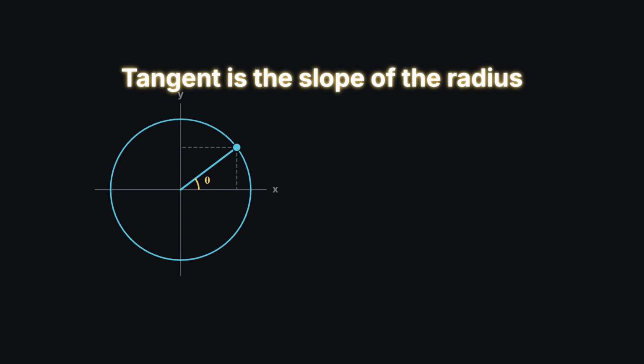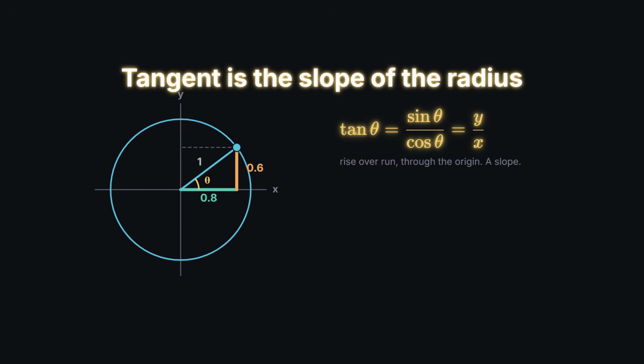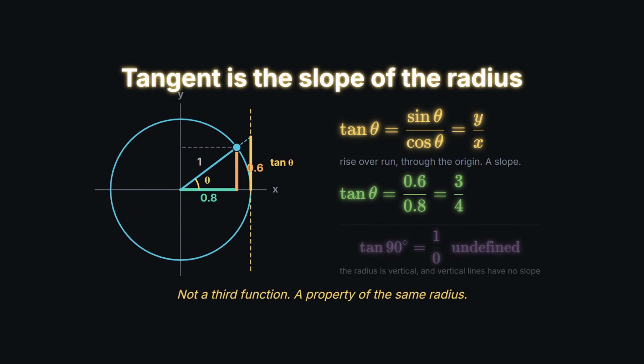Tangent gets taught as a third mysterious button. It is a slope. Tangent is sine over cosine, which is y over x. And for a line through the origin, y over x is exactly its slope. So tangent is the steepness of the radius. At our angle, that is 0.6 over 0.8, which is 3/4. The name comes from the line that just touches the circle at x equals 1. Run the radius on to meet it, and the height where they cross is that same number. And the awkward case explains itself. At 90 degrees the radius is vertical, x is 0, and a vertical line has no slope.